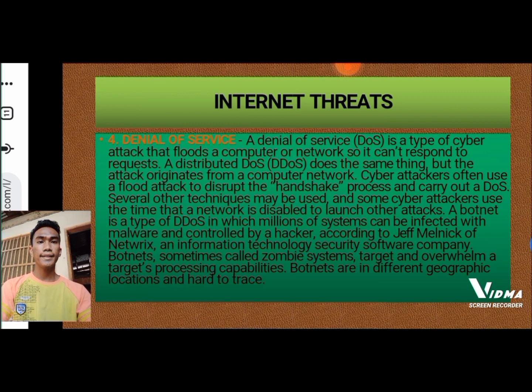Number 4, denial of service. Denial of service or DOS is a type of cyber attack that floods a computer or network so it can't respond to requests. A distributed DOS or DDoS does the same thing, but the attack originates from a computer network. Cyber attackers often use a flood attack to disrupt the handshake process and carry out a DOS.